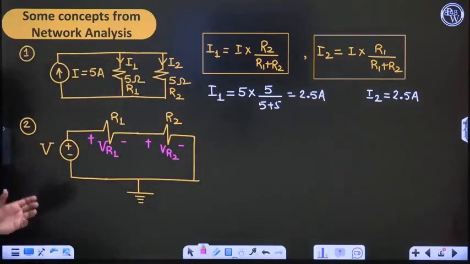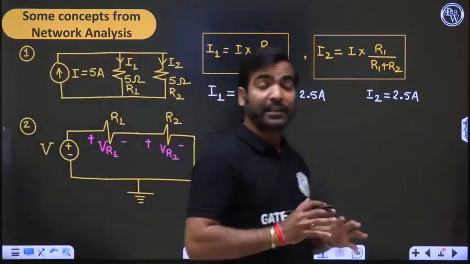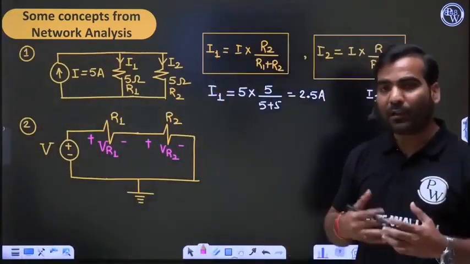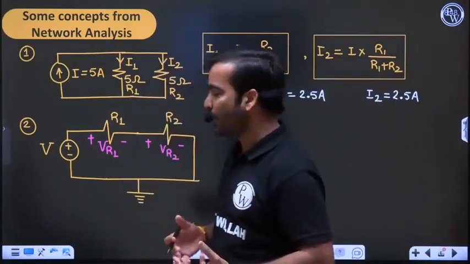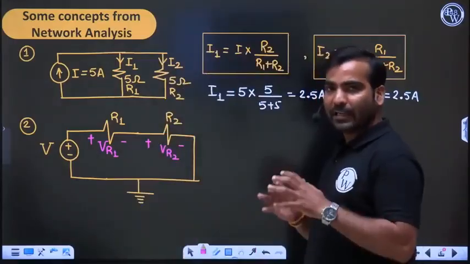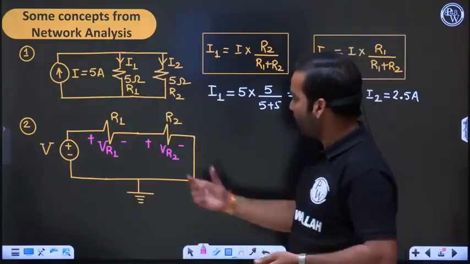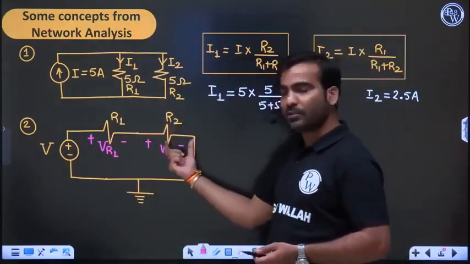Now what is the voltage division rule? I am directly writing the equation, because you will know all the concepts of why this equation came into existence from network analysis only. Whatever we will use in the analog circuit, that I am going to tell you directly. So voltage across this R1, voltage across this R2.